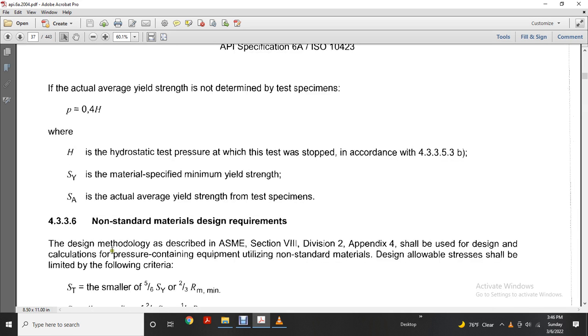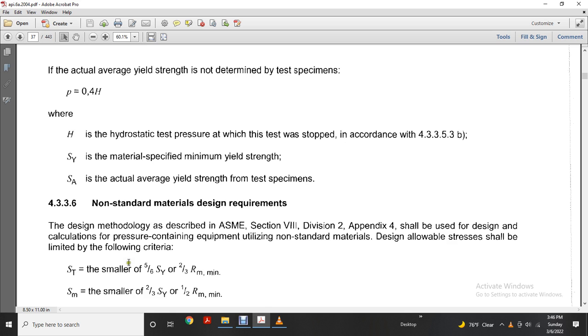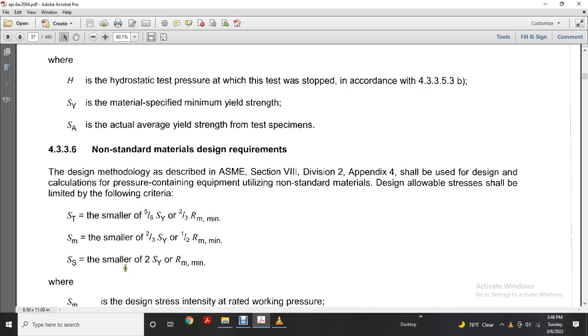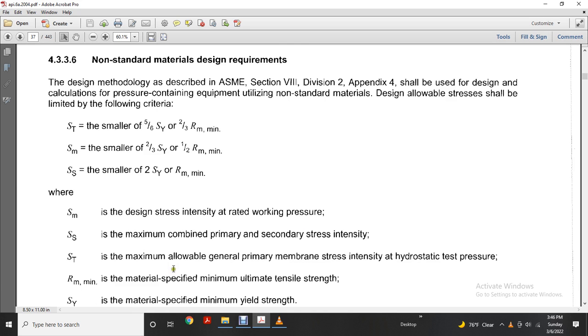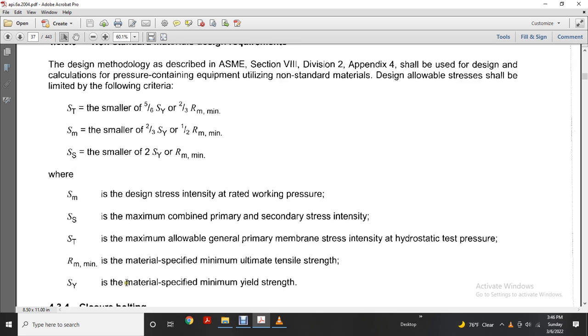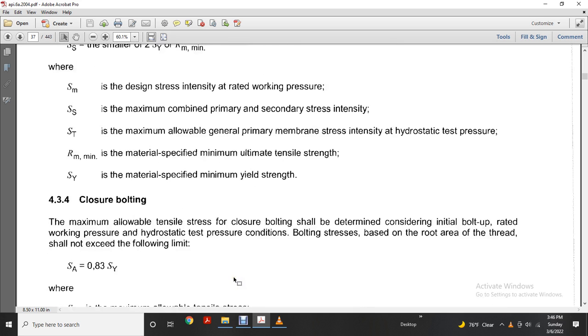4.3.3.6 Non-standard material design requirements. The design methodology of ASME Section VIII Division 2 Appendix 4 shall be used with the design calculation pressure. Pressure-containing equipment that utilizes non-standard material shall have its design level of pressure limited by the following criteria: design intensity, rated working pressure, maximum combined primary and secondary stress intensity, maximum allowable general primary stress intensity, hydrostatic pressure, material specified ultimate tensile strength, and the material specified yield strength.